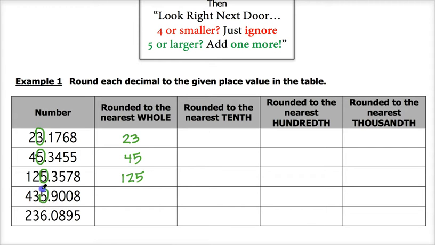435.9008. Our units digit is 5. We look to the right of the units digit, and we see that this is a 9. So look at the second part of this saying. 5 or larger, add 1 more. So what this means is if this digit to the right of what we circled is 5 or larger, then we're going to add 1 to the digit we circled. So this 5 is going to round up to a 6, and so this is going to be 436 rounded to the nearest whole.